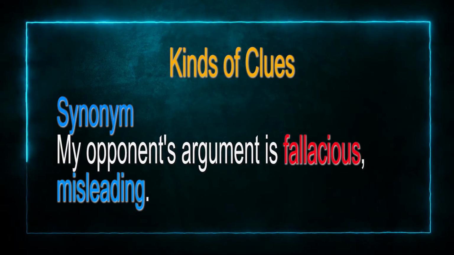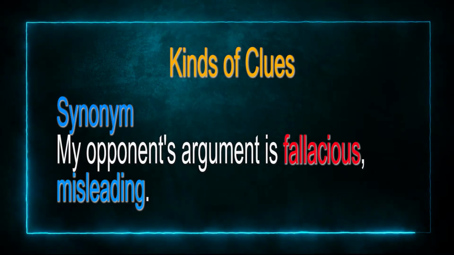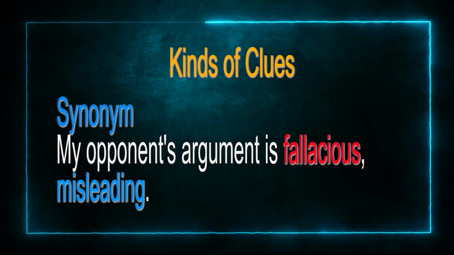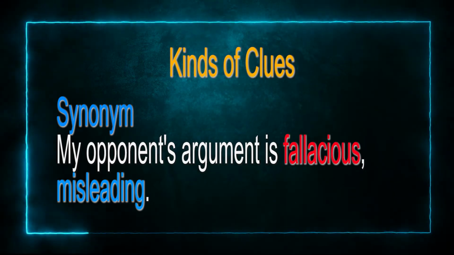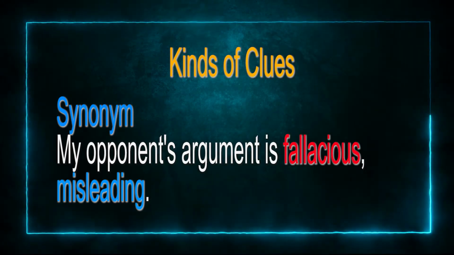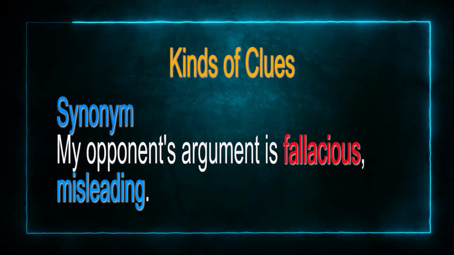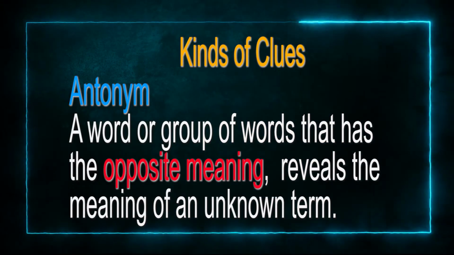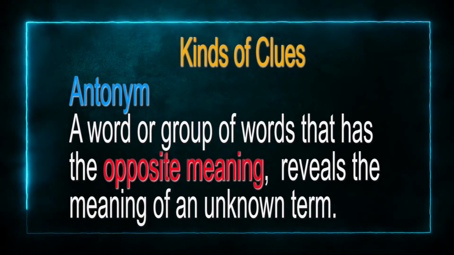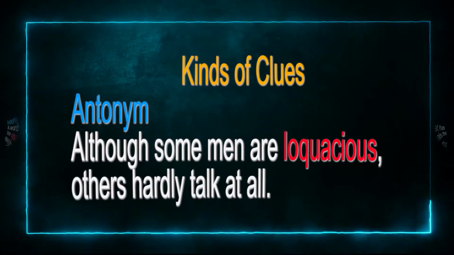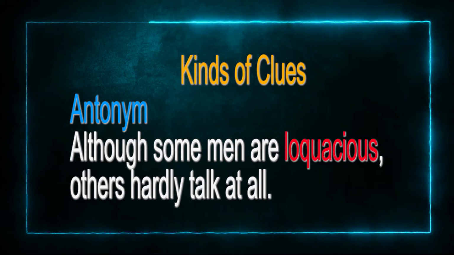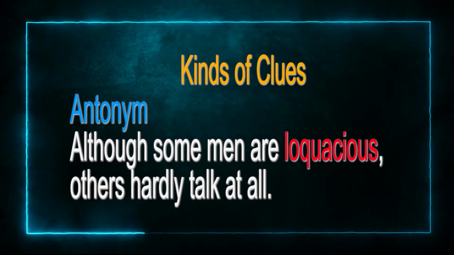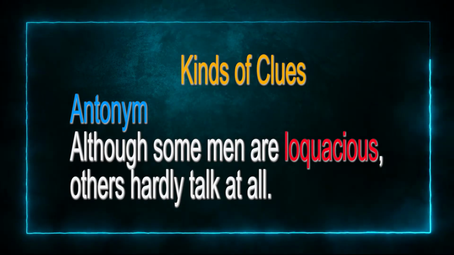Now, if you look at the word misleading, which is a simpler word, and you might have knowledge of it, you would know that something that's misleading is just wrong. The next kind of clue we can use are antonym clues. A word or group of words that has the opposite meaning reveals the meaning of an unknown term. The example: although some men are loquacious, others hardly talk at all.